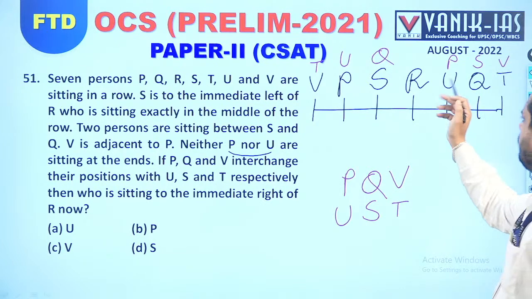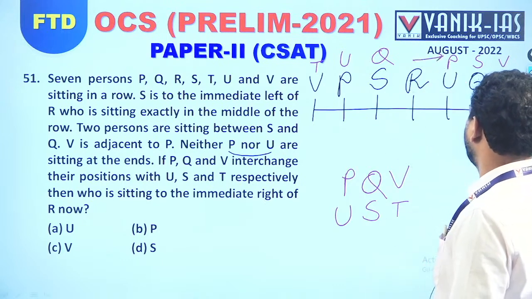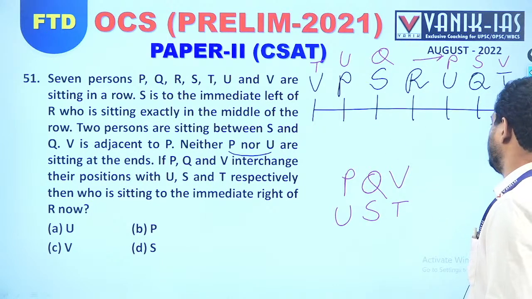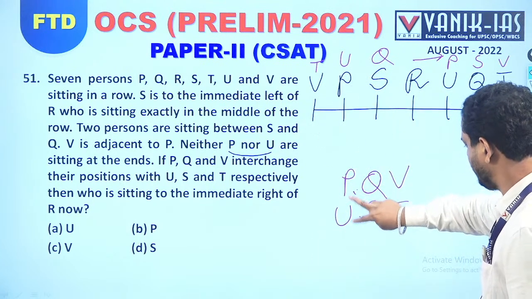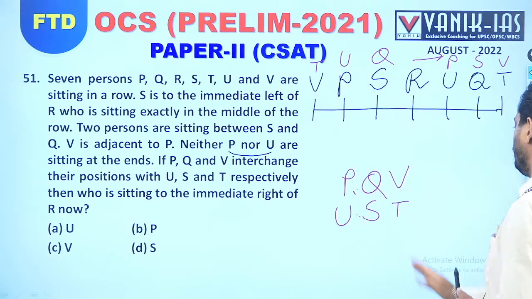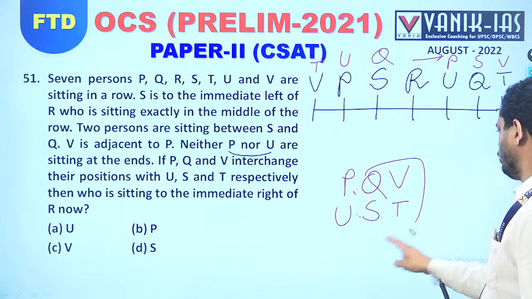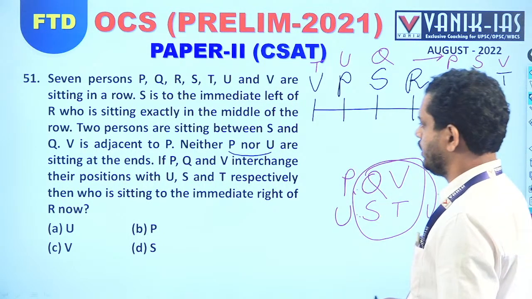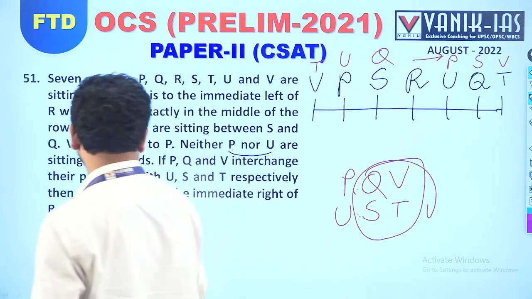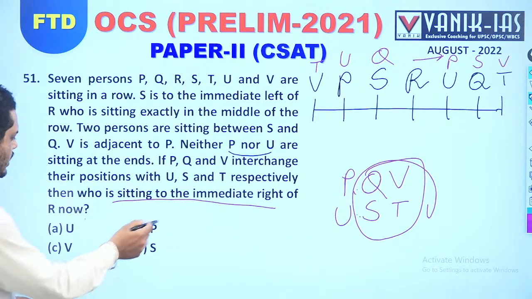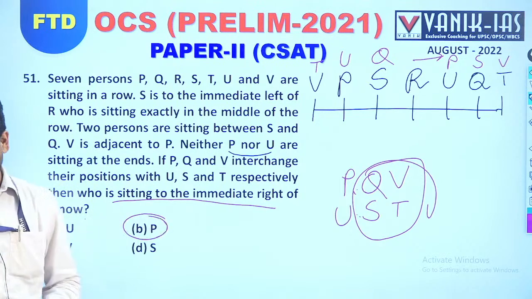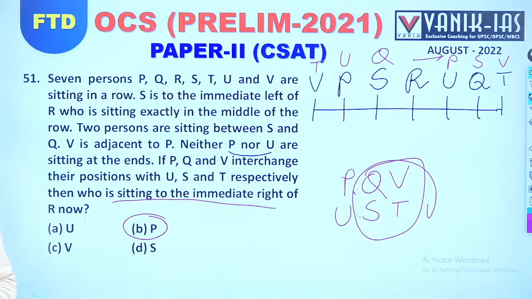It's the same. R has not even changed, R is in the middle. So we need not go for these two changes. The immediate right has been asked: who is sitting to the immediate right of R now? R's immediate right is P, and the correct answer of the given question is option B. 51 is B. Right? Vivian, you are correct.